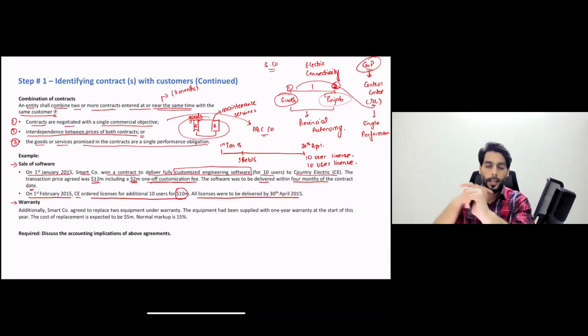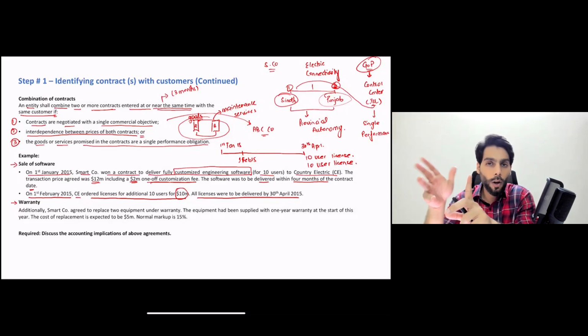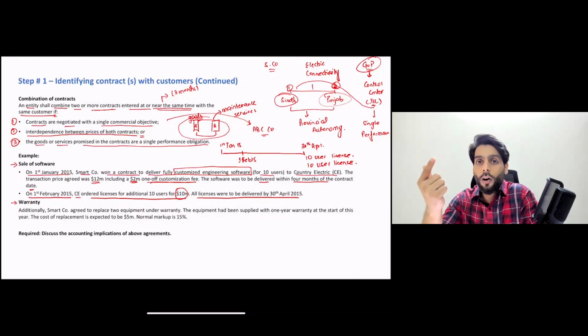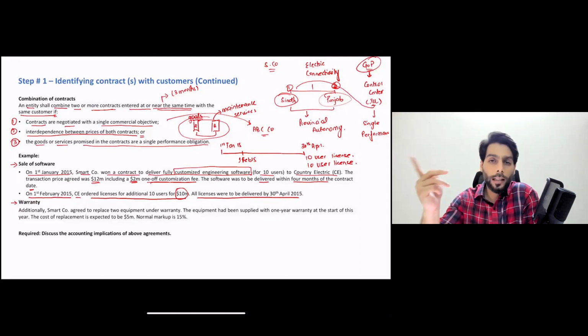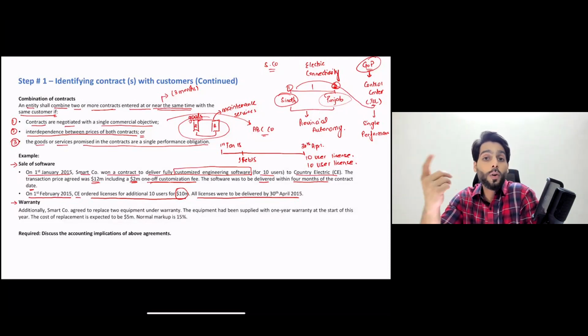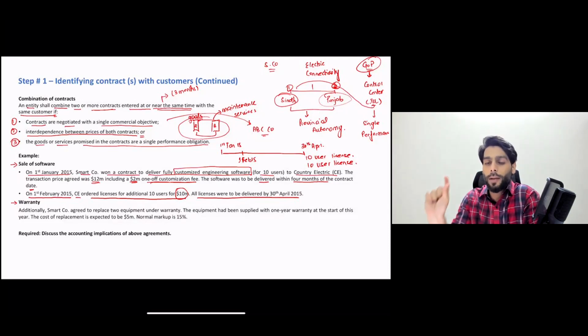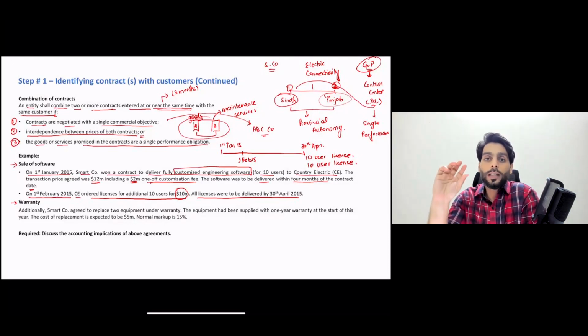We'll just carry out an assessment. Is the contract signed with the same customer at or near the same time? Yes. The contract is signed with the same customer, Country Electric, and near the same time, just after 1 month. These can be combined if any one of the conditions has been met. Number one, do they offer a single commercial objective? Most likely yes, though we are not very sure, because the same customized licenses are being offered, so obviously they'll be fulfilling the same purpose, right?